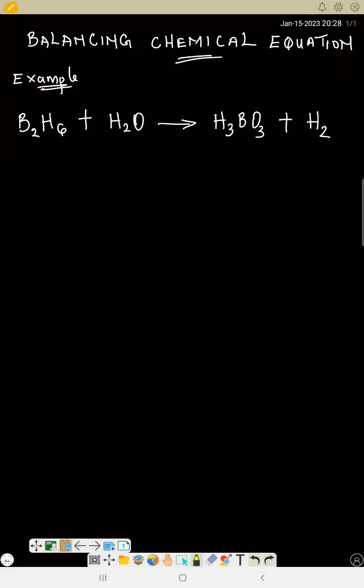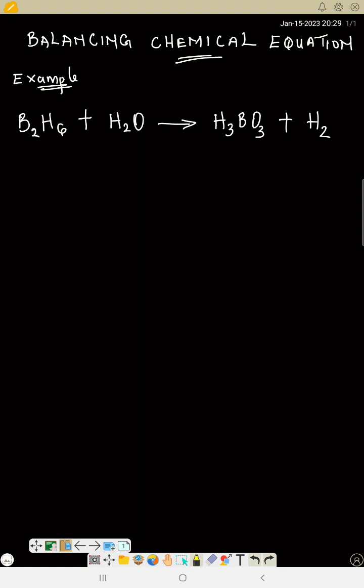Balance a chemical equation. Now, just follow this rule to balance a chemical equation. Rule number one: always start with the highest atom. That is, start with the side that has the highest atom.